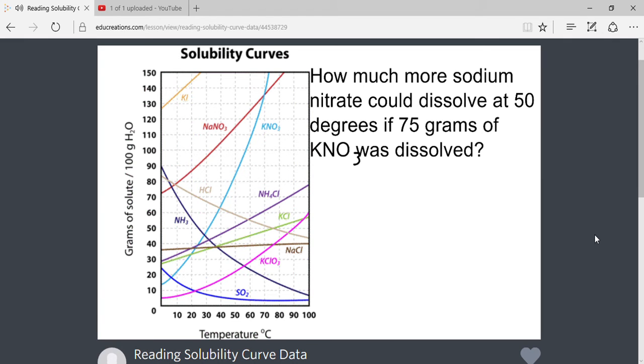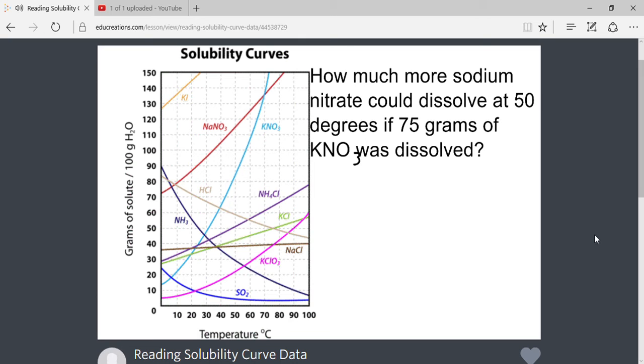In this particular question, they'd like to know how much more sodium nitrate is possible to be dissolved. This means that the solution is at an unsaturated state, meaning there is still room to dissolve more solute. A similar strategy would be employed as in the previous example.